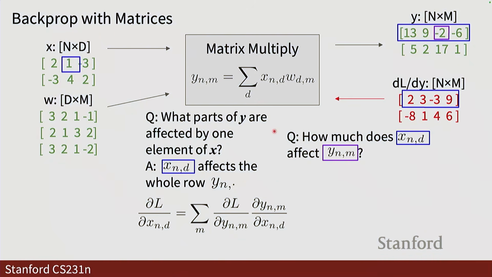And I'm almost done, so you answer this question. How much does X_{n,d} affect the value of Y_{n,m}? So this is Y_{n,m} getting impacted by X_{n,d}. How much impact does it get? It means, what should I put as its gradient with respect to the specific value X_{n,d}? Just to remind you, this is a multiplication operation.